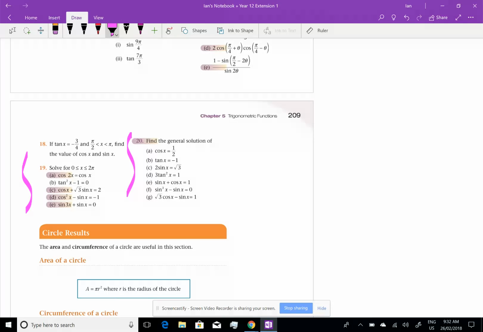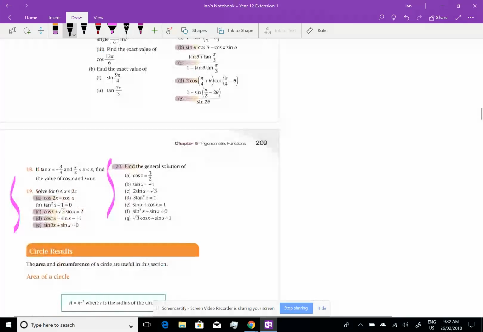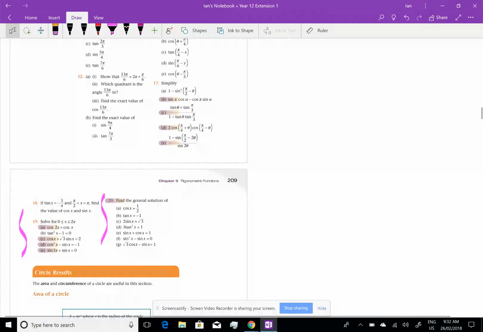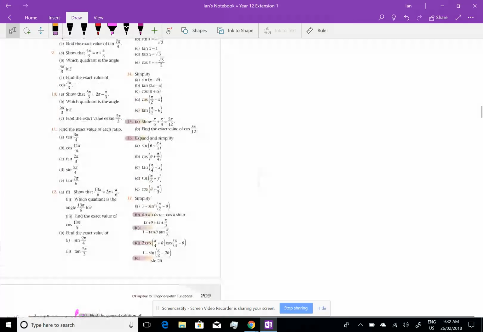And I'll do a couple of these. Remember, have a go at them yourself first, and see if you can struggle with them before you get the answers from here. Now, some of these I did in class, but I am going to do them again, just in case you didn't get them. So I'm going to start with 19a, which is cos 2x equals cos x.